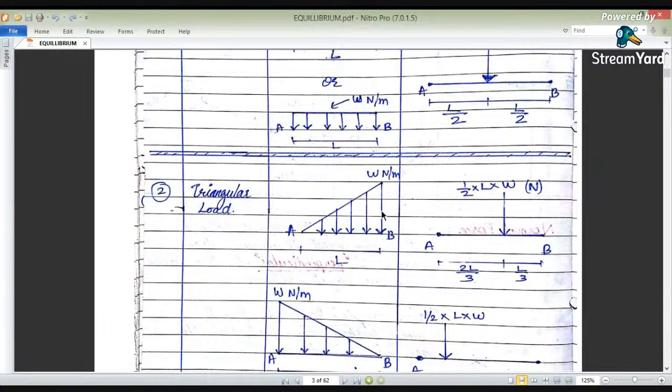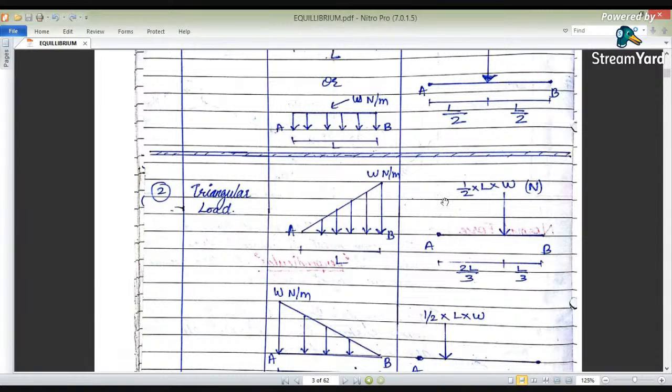First we draw a parallel line over here, and parallel to this we draw another line, and find the distance. Here the distance is 1/3 of length and 2/3 of length, because the maximum height is at B, so we find the CG from point B. It is 2/3 of L and 1/3 of L. After adding, it comes to the total length.